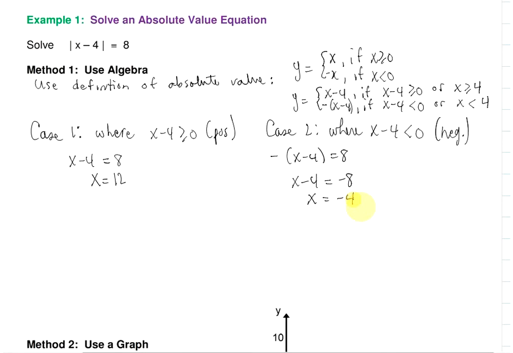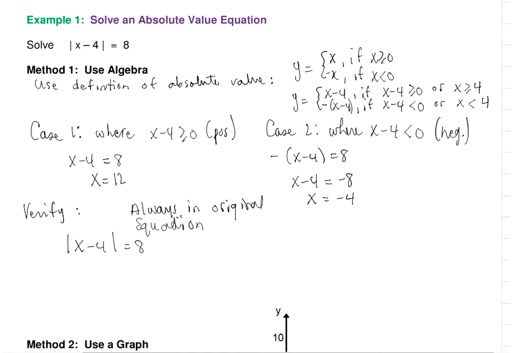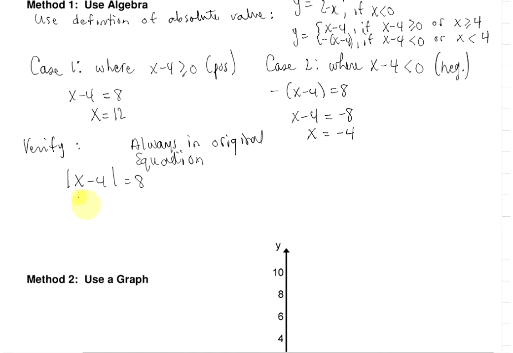Okay, we're going to verify our answer. And remember, when you verify, it's always in the original equation. No variation of that. It has to be the original one. So let's take a look at our first solution, which is where x is equal to 12. And so we write the original equation. Remember, we want to show that left side is equal to right side.